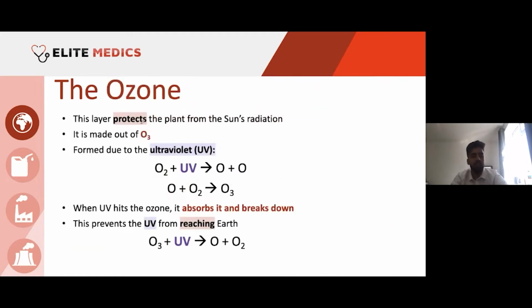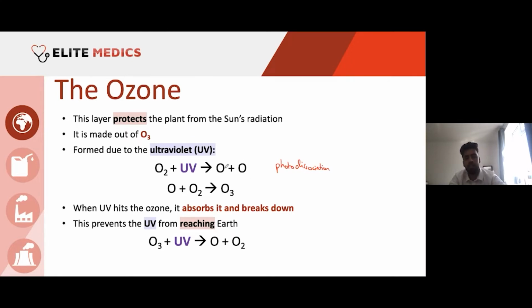Okay, the ozone. So what is the ozone? It's the layer that protects the planet from the sun's radiation. So it's made out of O3, which is our ozone, and it's formed due to ultraviolet light. Now, what happens is UV light will break down oxygen molecules into oxygen radicals. Okay, so this is a photodissociation reaction. So we're using light energy to break apart a molecule, and it's turning it into two oxygen radicals.